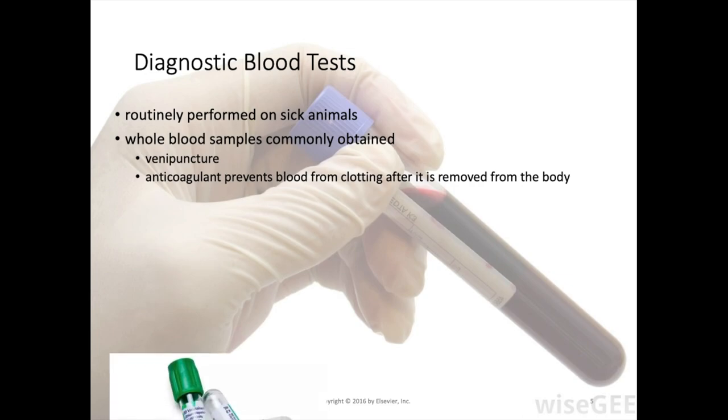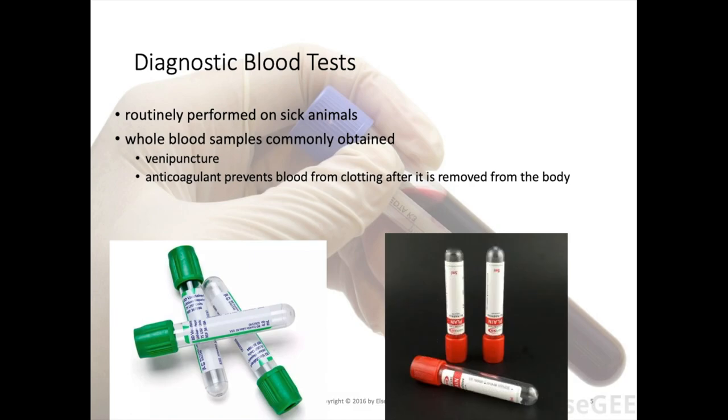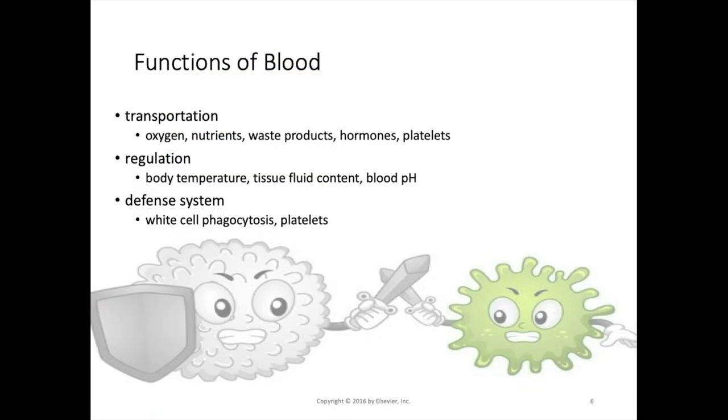So a lot of different tubes exist. We have green tubes which have lithium heparin in them as an anticoagulant, and then the purple tube in the background is EDTA, it's the lavender tube, that's a common anticoagulant. The coagulated blood, so the tubes that contain nothing, are the red top tubes, and they allow the blood to clot. And then we can spin the blood down and look at just the serum. So a couple different tubes, you guys will learn a lot more about this as you start looking into clinical pathology.